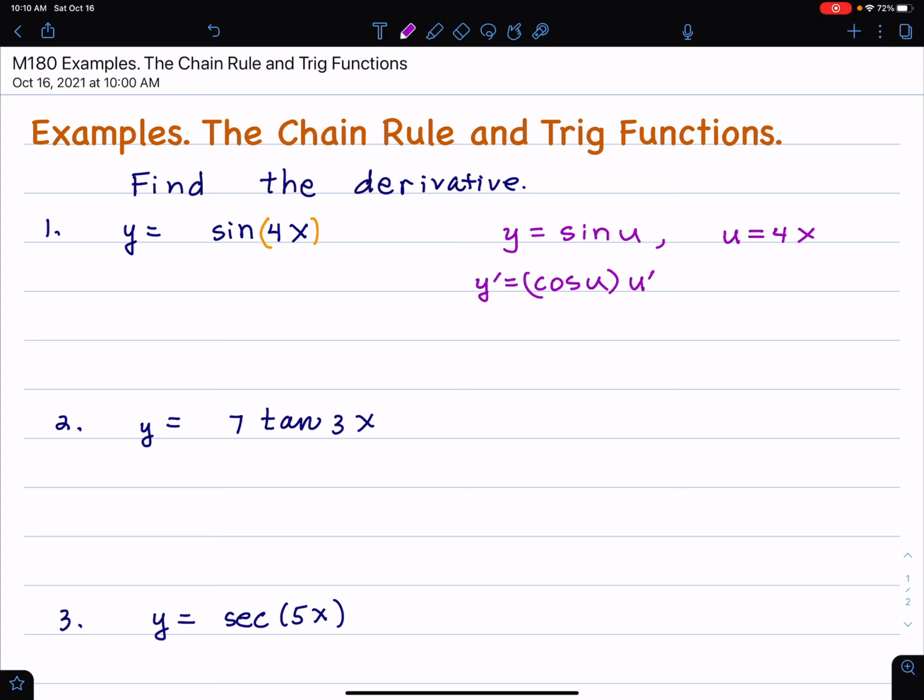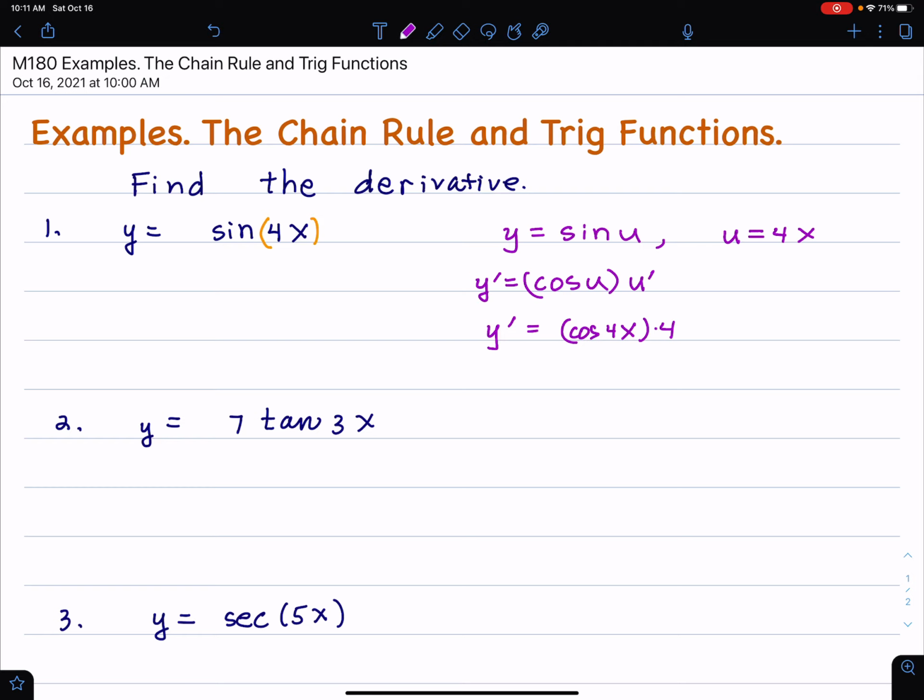As we can see, the derivative of u is the derivative of 4x, and the derivative of 4x is 4. Now, when I write prime, what I mean is the derivative with respect to x. And over here also, when I have u, I can replace u back by 4x.